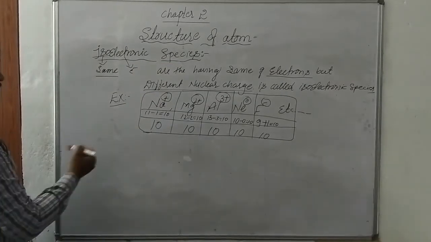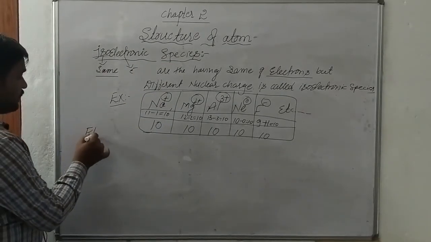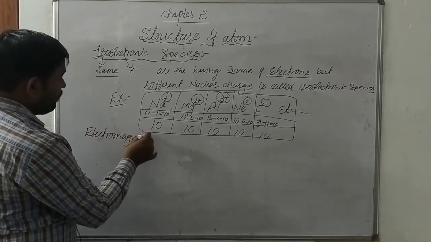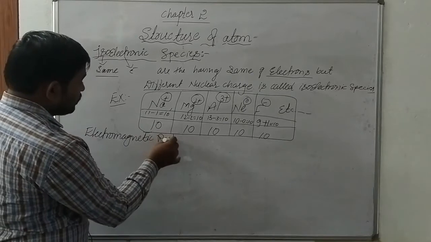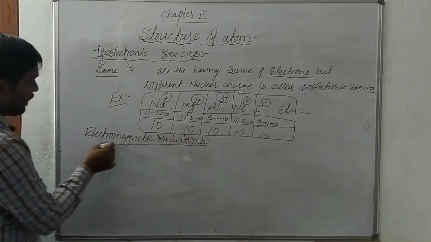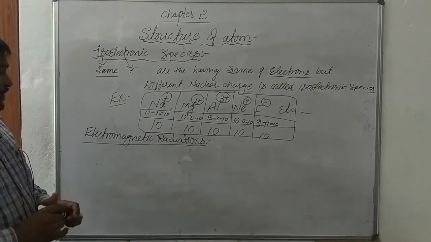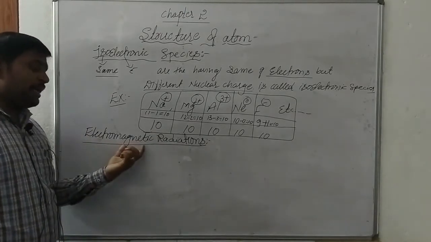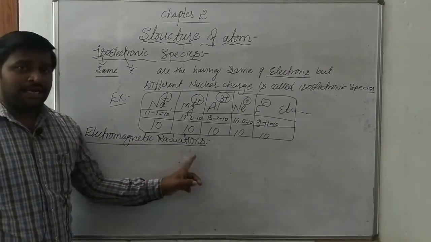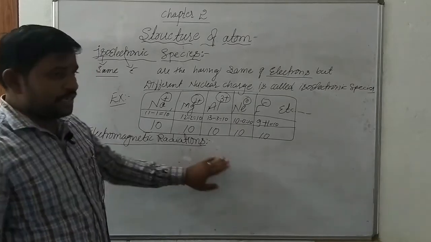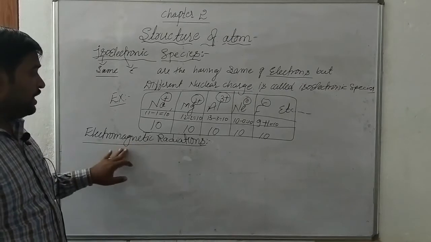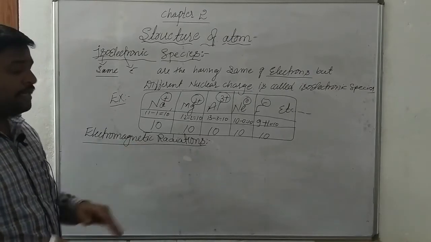Okay, now let us discuss electromagnetic radiations. What do you mean by electromagnetic radiations? The waves consisting of both electric and magnetic fields are called electromagnetic radiations. So electromagnetic radiations are the radiations consisting of an electric field as well as a magnetic field.